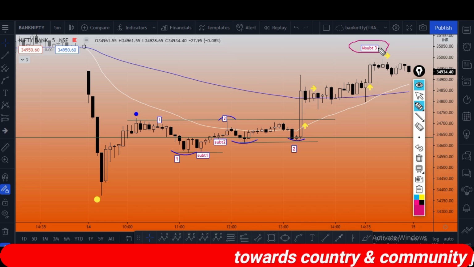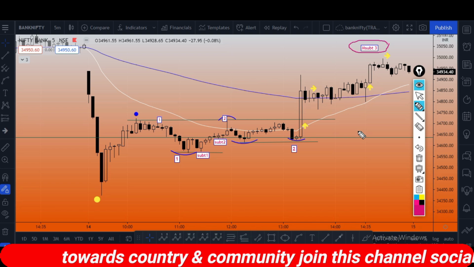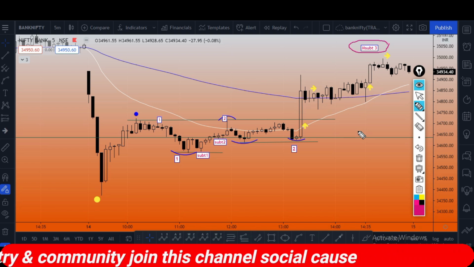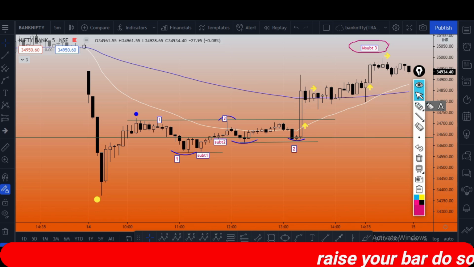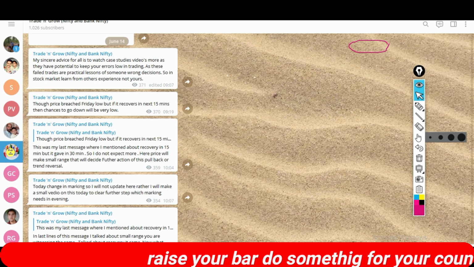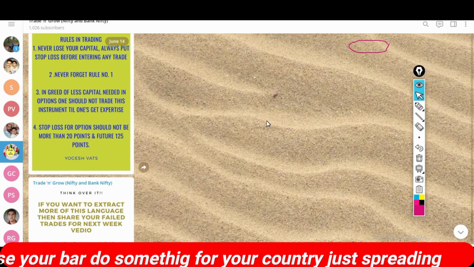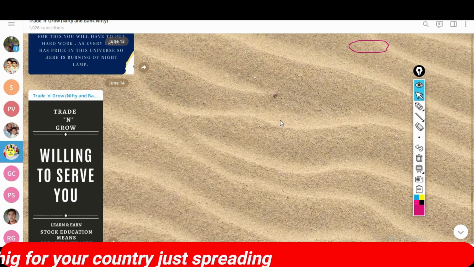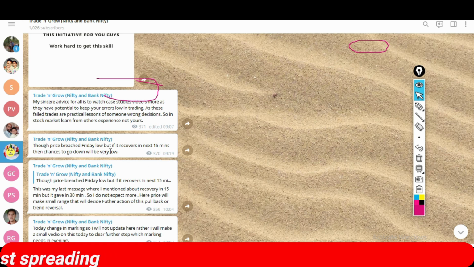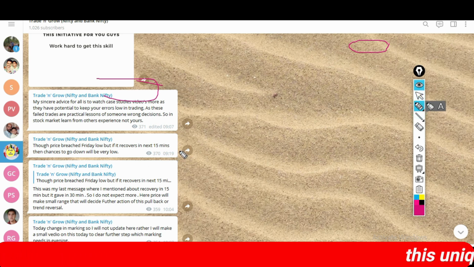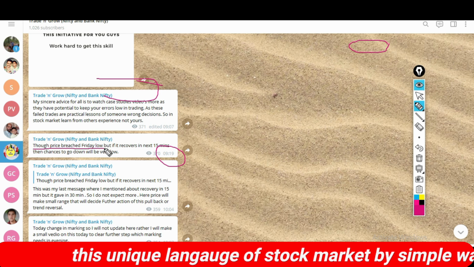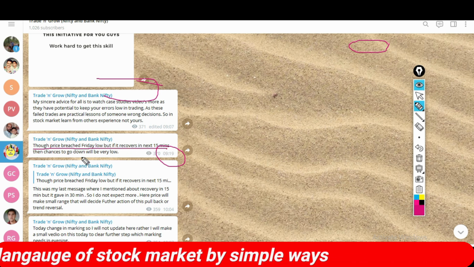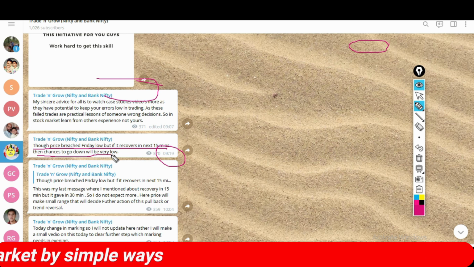Okay, before concluding, I will take 5 minutes more to show you how the information I give on the Telegram channel is useful for you. See here, this is my Telegram channel, and this is June 14th, today's trading day. I gave this message at 9:19. What I wrote in this message: though the price breached Friday low, if it recovers in the 15 minutes, then the chance to go down will be very low.